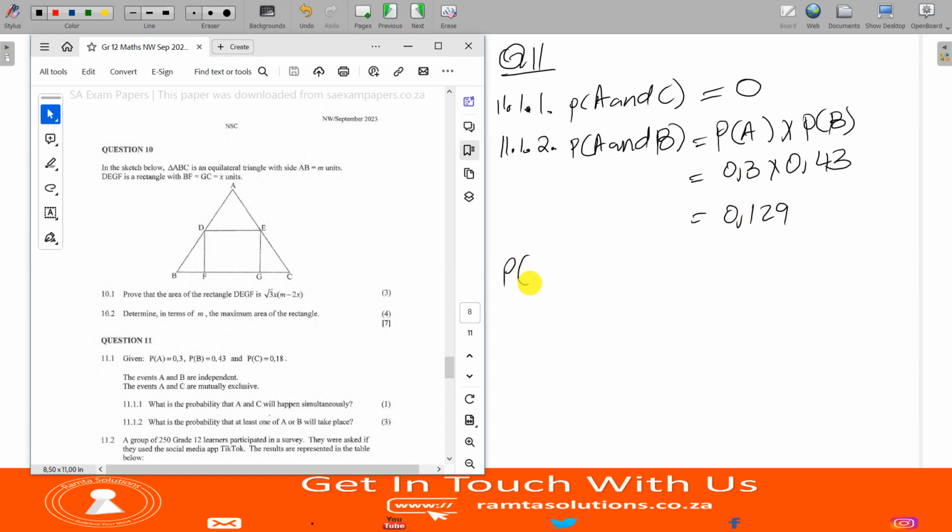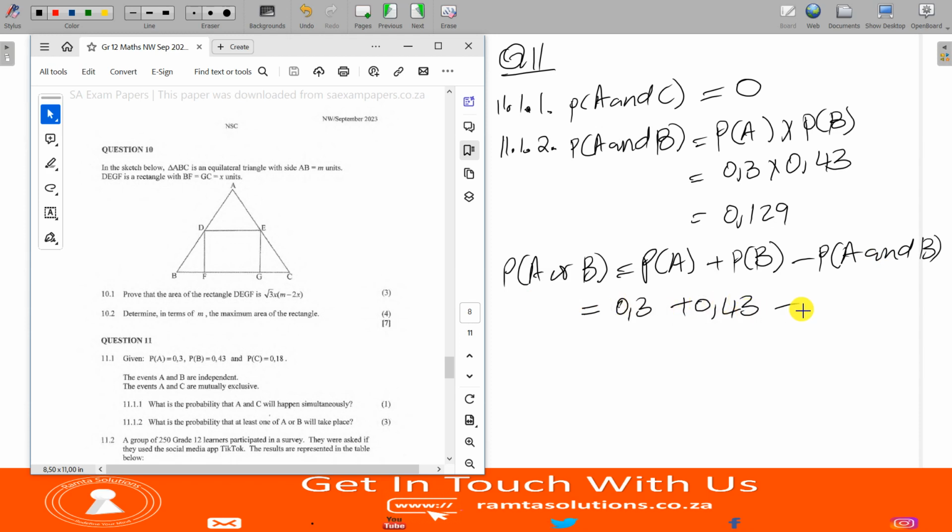The question asks, what is the probability of A or B? It is equal to the probability of A plus the probability of B minus the probability of A and B. Remember, this is the 5th video where we are attempting past papers on this topic, so we will minimize explanations and try to stick to the given time. Probability of A is 0.3, probability of B is 0.43, and probability of A and B we found to be 0.129.